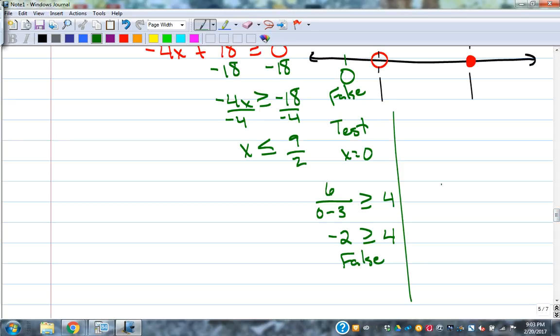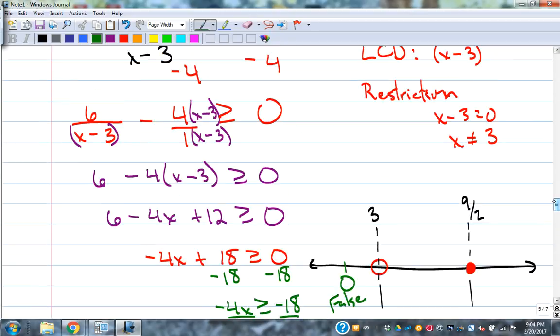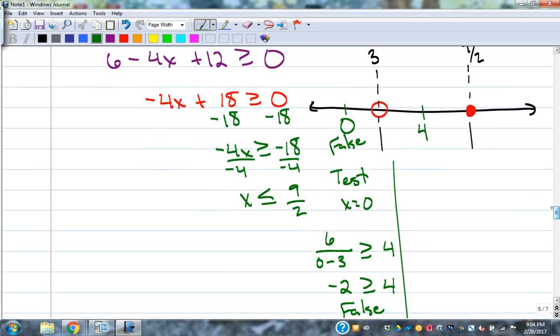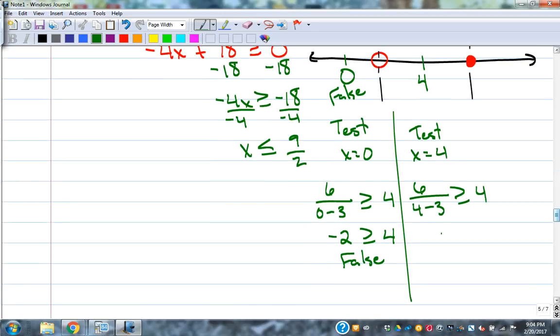Then we need to test something in between 3 and 9/2. What's an easy number that's between 3 and 4.5? 2 is not between those. 4 would be. So we're going to test x equals 4. 6 over 4 minus 3. Is it greater than or equal to 4? That ends up being 6, and 6 is greater than 4. So it's true. This area is true.